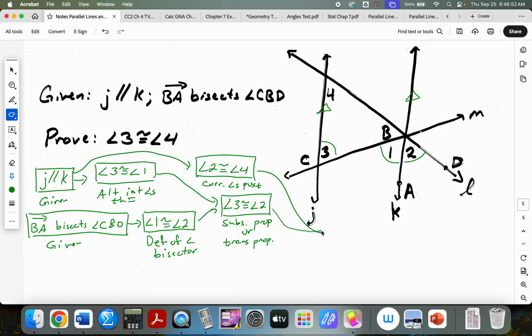And now I can combine these two. If angle 3 is congruent to 2, and then angle 2 is congruent to angle 4, then angle 3 is congruent to angle 4. And again, you can either call that the transitive property. Anytime you have a chain of things that are congruent, we can put the ends together. We can say that's substitution property or the transitive property.